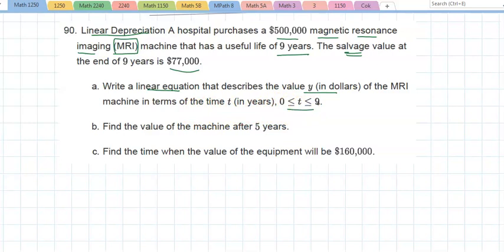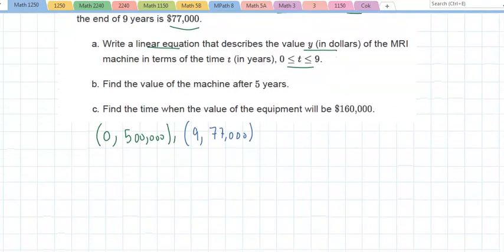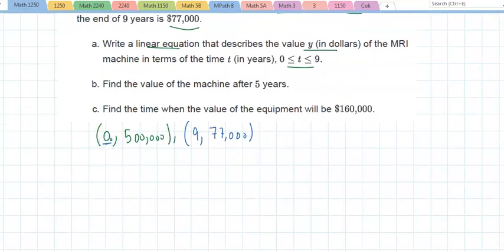Well, let's see how this works. Right now, so I know that at t equals 0, it's going to cost me $500,000. And I know 9 years from now it's going to be worth $77,000. Find an equation of a line. I have 2 points. Not only that, I have the y-intercept. That's an easy point. So I have y equal mx plus b.